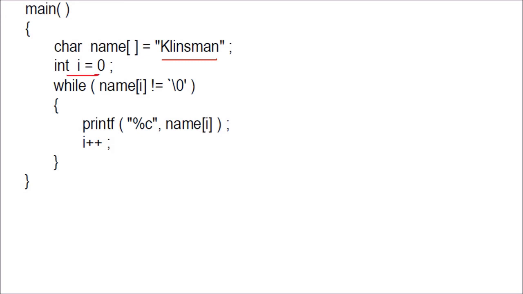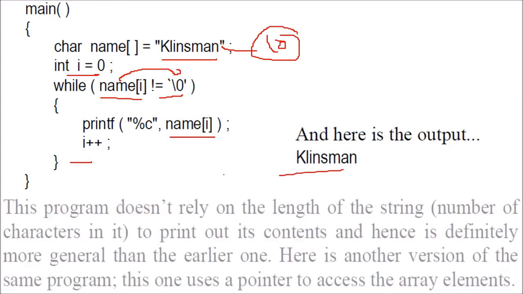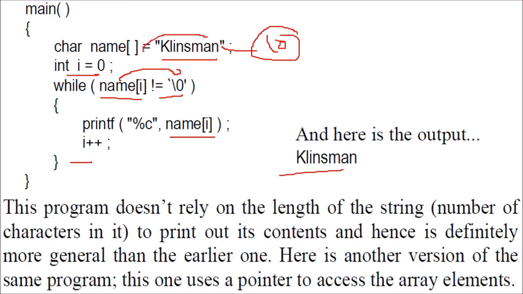We start with i equal to 0, and we know that at the end we have \0. We know that the end of Pressman is \0. So we go up to not equal to \0. All the characters are compared with \0. If this is not \0, that is, we have not reached the end of the character array, we print the character, that is name[i], and we increment. So here also we'll get Pressman, because the length of this string we rarely use. We don't know it actually.